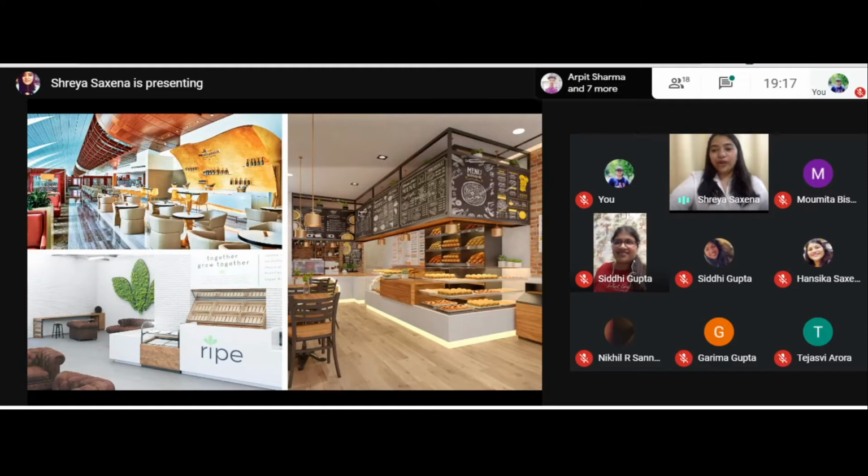All right, moving on. These are some environment designs which are representing the aesthetics of a brand.